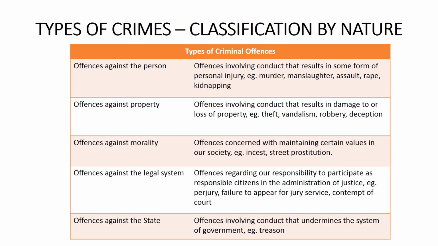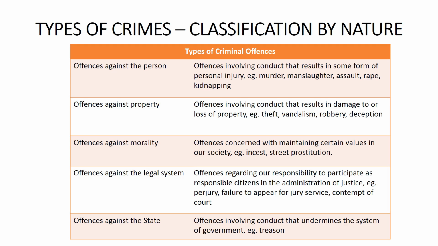This slide sets out examples of different kinds of crimes. For these purposes, the crimes have been categorised as offences against the person, offences against property, offences against morality, offences against the legal system, and offences against the state. I suggest that you learn one or two examples of each of these different kinds of criminal offences.